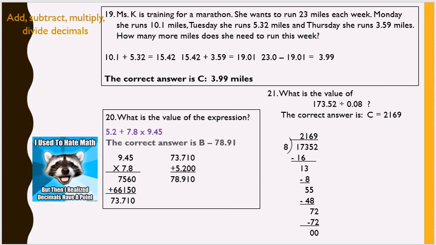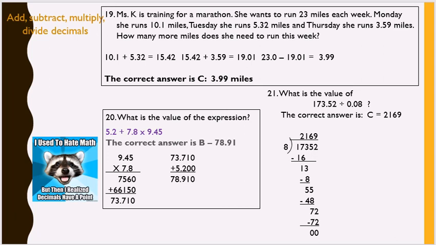And when we do that, we have 3.99. The correct answer is C, 3.99 miles. Number 20, what is the value of the expression 5.2 plus 7.8 times 9.5?